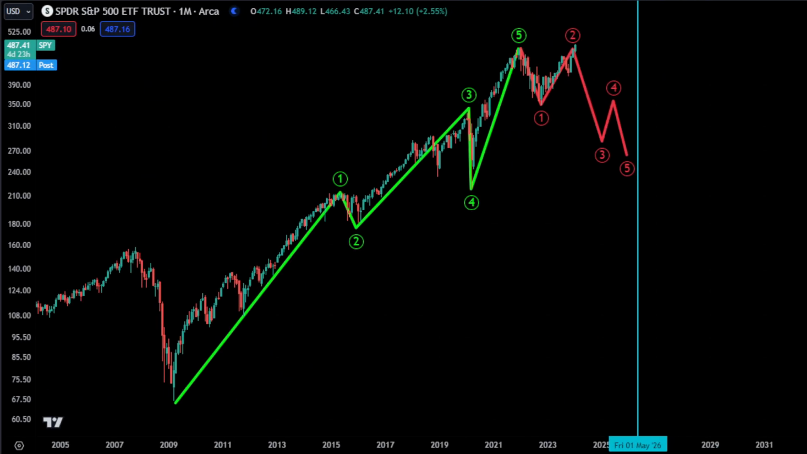Okay, so let's get started. I went ahead and switched this to the monthly so it's a little bit easier to see, and I also flipped it to log scale because when you're dealing with prices that have gone from like $60 up to close to $500, you need to put it on a log scale or you just won't get the right look and feel.